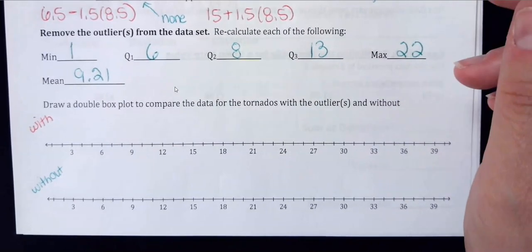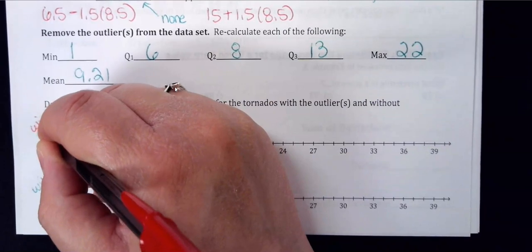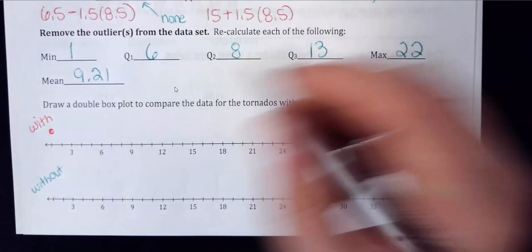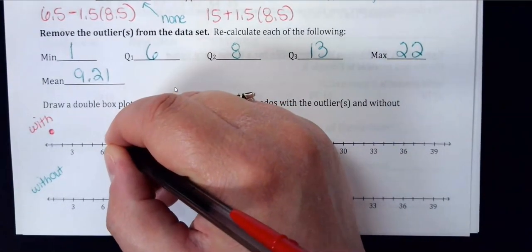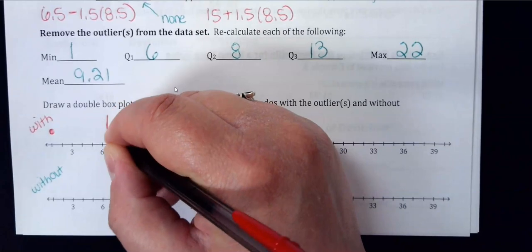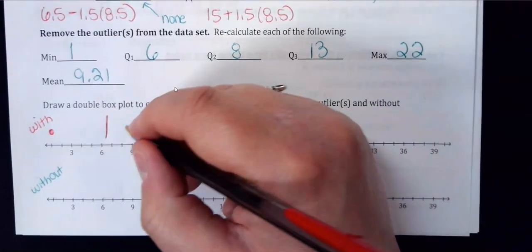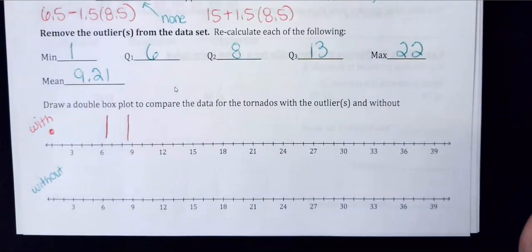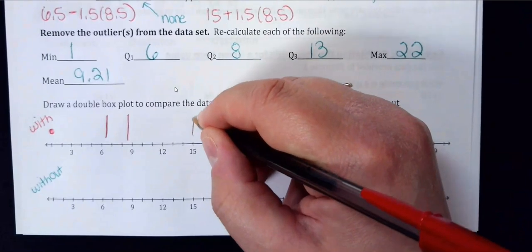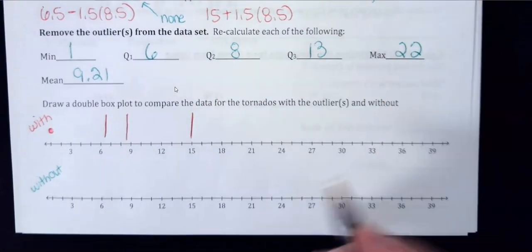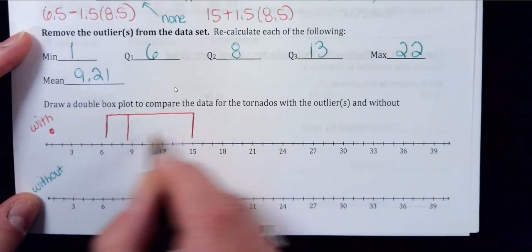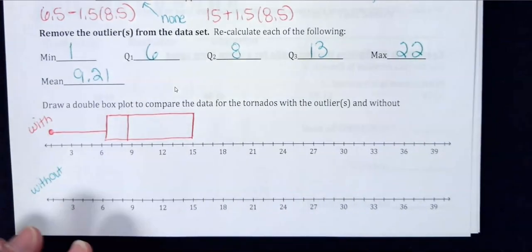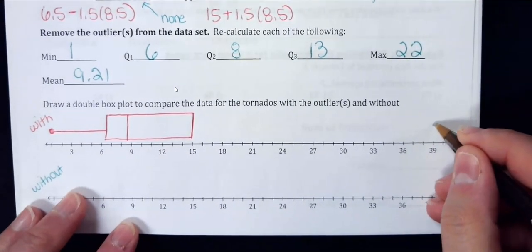For the original set of data, the minimum was 1, so I'm going to start right there and then estimate these. Q1 was 6.5, so I'm going to draw a vertical line best I can between the 6 and 7. The median was 8.5, so I'm going to draw a vertical line between the 8 and the 9. Q3 is 15, so I'm going to draw that on the 15. Then those 3 vertical lines, I'm going to draw a rectangle around. You can connect that to the whisker at the other side. Now, the maximum, all the way across here at 39.